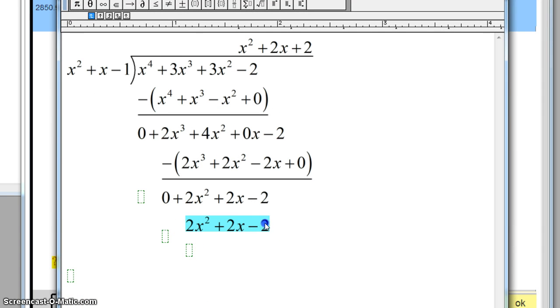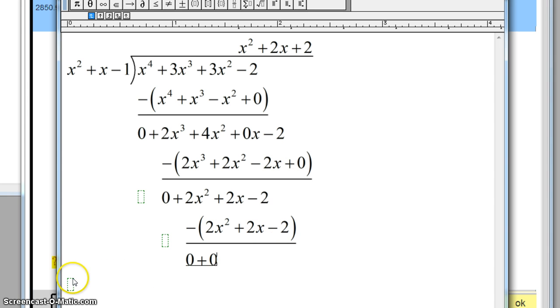Okay, so again we'll put some parentheses and a minus and make sure to distribute. We can put a little line underneath it to help us. So 2x squared minus 2x squared is 0. 2x minus 2x is 0, so plus 0. And then minus 2 minus minus 2 is minus 2 plus 2, which is 0. So again, plus 0. It looks like we have no remainder here.